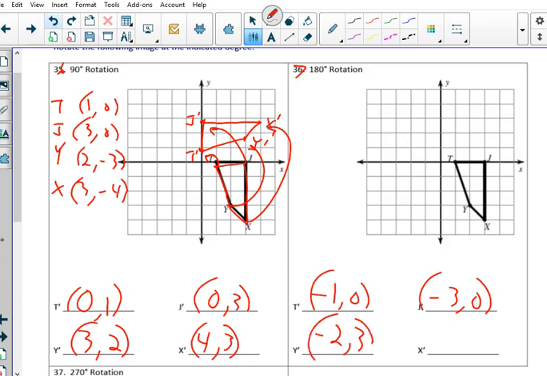There is no opposite of 0. And 3, negative 4 is going to become negative 3, positive 4, because we wanted to end up in this quadrant. So here's negative 1, 0. Here's negative 3, 0. There's Y prime. 180-degree rotation.